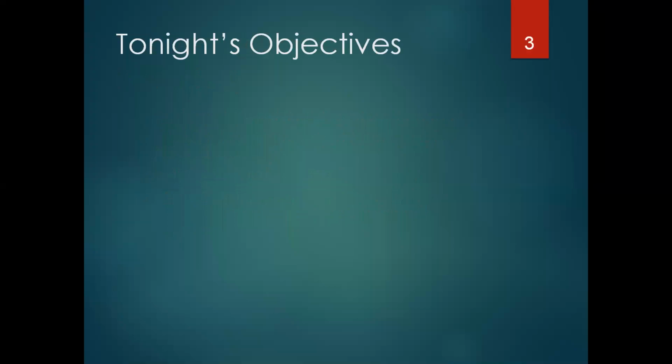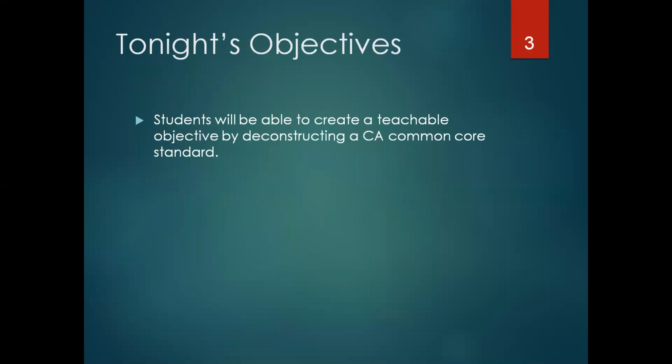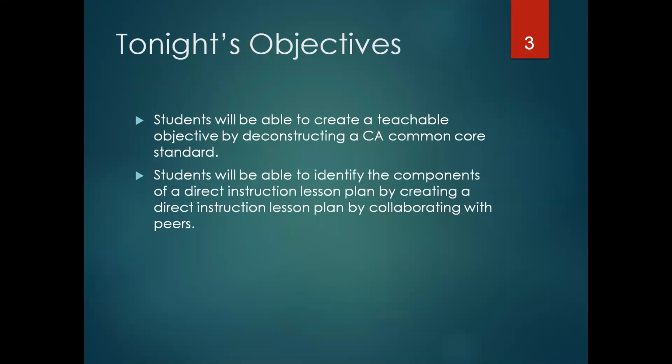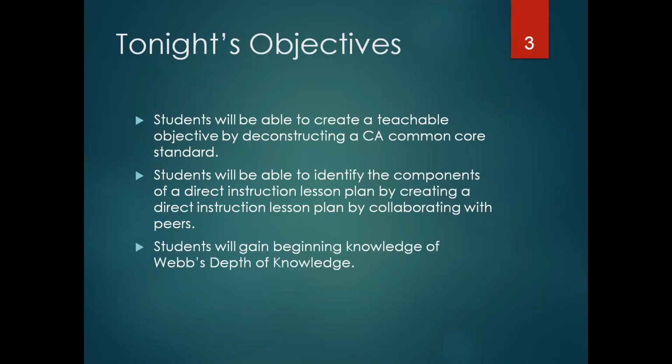So tonight's objectives: you'll be able to create a teachable objective by deconstructing a Common Core standard, and you'll be able to identify the components of a direct instruction lesson plan by hopefully creating one yourself tonight. We'll play a little bit with it, okay? I know that's one of your assignments coming up. We're going to touch upon Webb's depth of knowledge a little bit. That's getting your lesson plan to go a little deeper as you identify ways to differentiate your content.